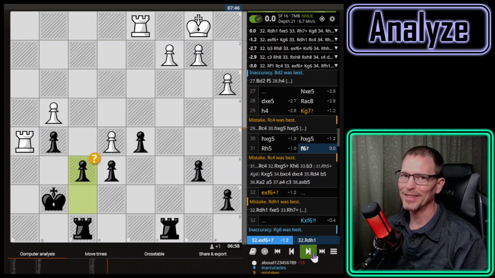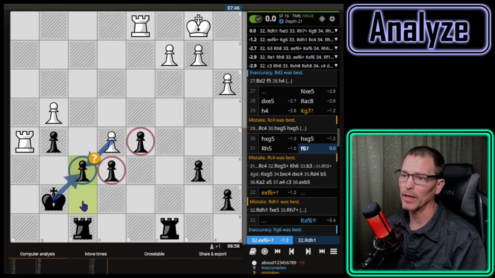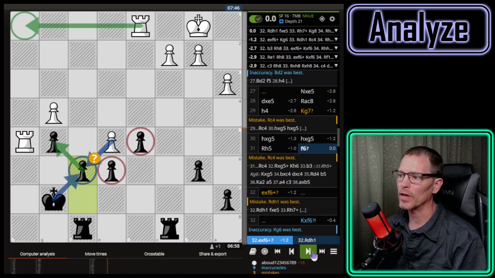The problem is they shouldn't take. See, I thought they would take, right? I thought they would take. And then again, I have 2 passed pawns, connected passed pawns, and I could take that with either my rook or my king. I was going to take it with my king to protect that pawn. But they should have just doubled their rooks over here.